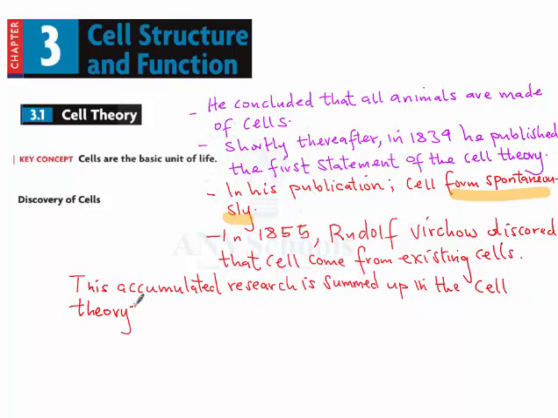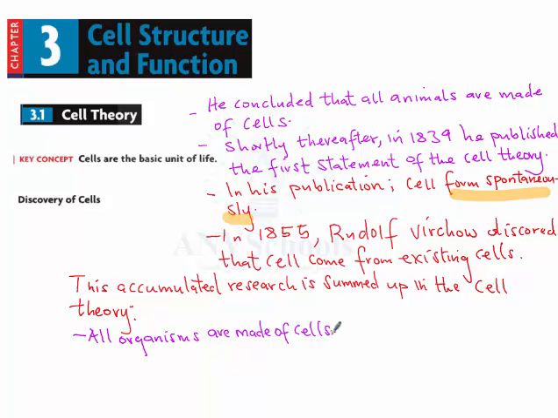So what does the cell theory really state? The major principles of the cell theory are but three. One, all organisms are made of cells.